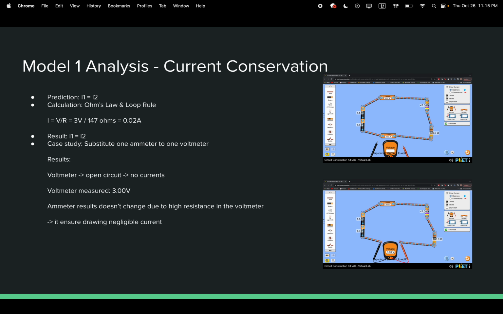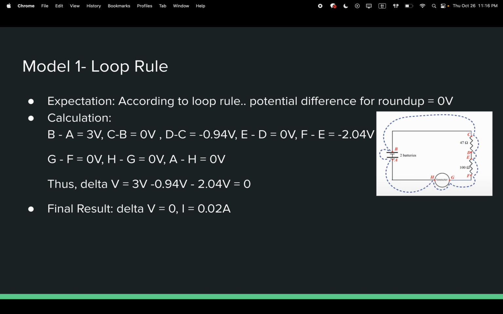I also did an additional case study by substituting one ammeter with a voltmeter. The voltmeter made an open circuit, and this resulted in no current flowing in the circuit. So the voltmeter measured 3 volts, and the ammeter displayed 0 amperes. But if we don't exclude the ammeter and just include the voltmeter and the wires, the ammeter result doesn't change due to the high resistance of the voltmeter, since it draws negligible current. So the ammeter would still be displaying 0.2 amperes.